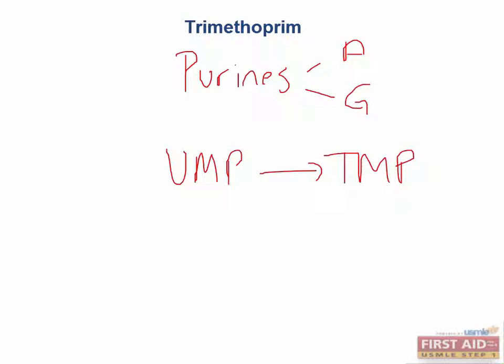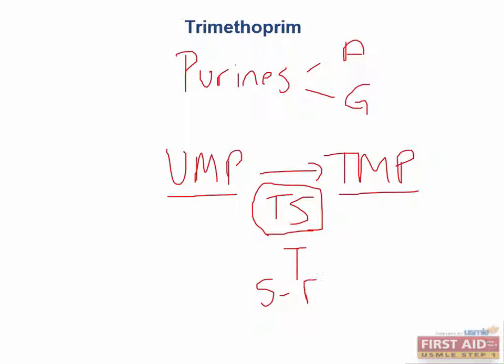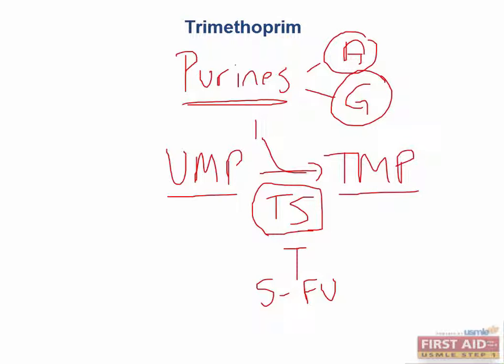Do you remember what enzyme catalyzes the reaction from UMP to TMP? That would be thymidylate synthase. Very good. If we think back to oncology, what chemotherapy drug inhibits this enzyme? That would be 5-fluorouracil. Very good. So in review, folic acid is required for the de novo synthesis of purines, adenine and guanine. And it's also required as a cofactor for the conversion of UMP to TMP by the enzyme thymidylate synthase.